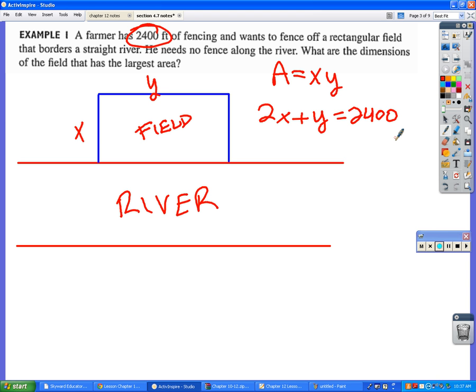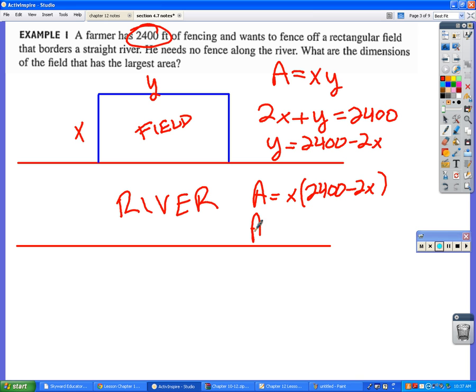So, how can I take that second equation and solve it? Substitution, elimination. You want to solve for y? Okay, good plan. So y equals 2,400 minus 2x. That makes our new area equation, area equals x times 2,400 minus 2x. That is the equation that we want to maximize. How do we find the maximum? Take the derivative and set it equal to 0.